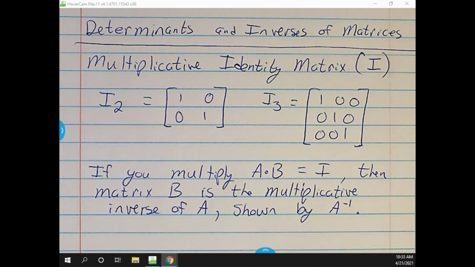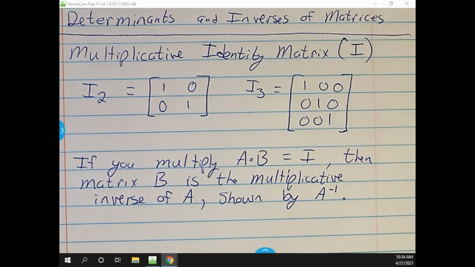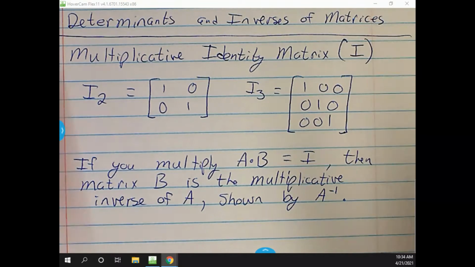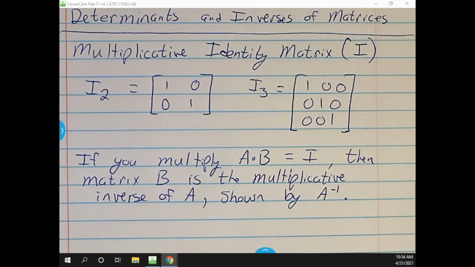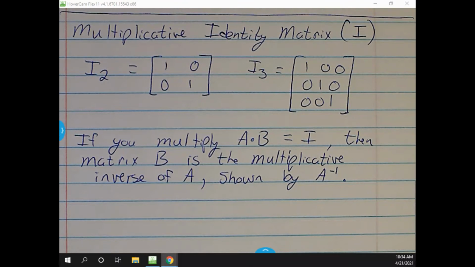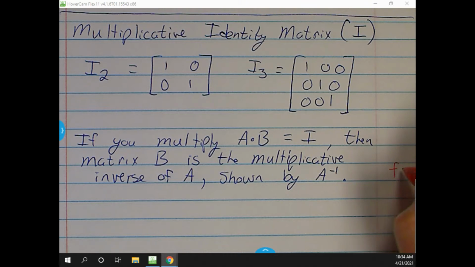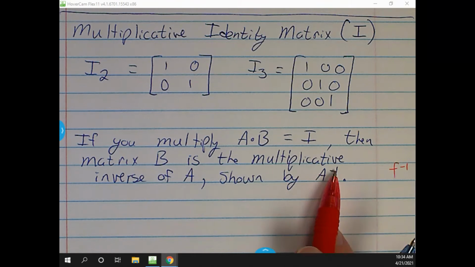All right, and they'll show that with A negative 1 if it's the inverse. If you remember when we did functions not too long ago, we also talked about inverses of functions there, and they used the same notation, F negative 1. So for inverses, it's A negative 1 to show that it's the inverse of whatever matrix A was.